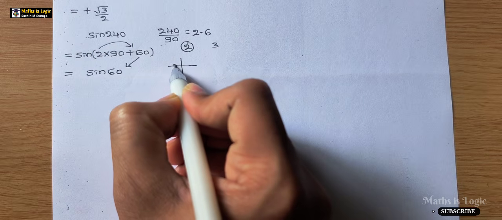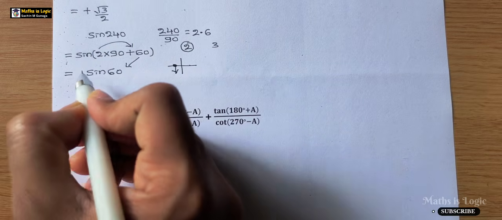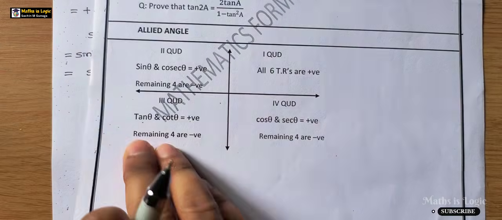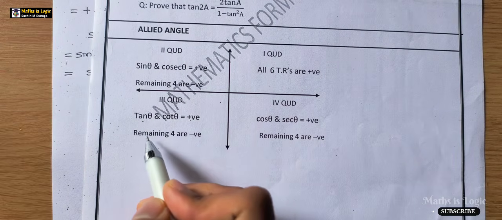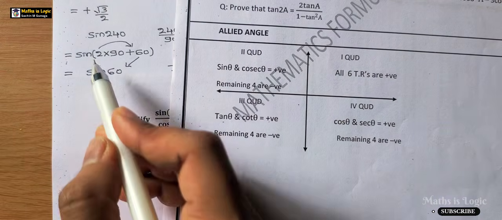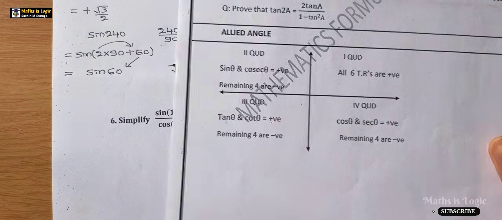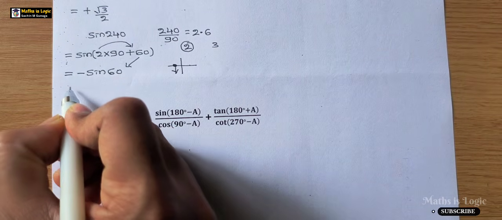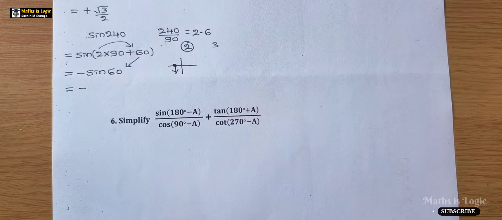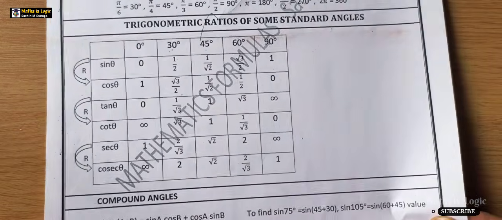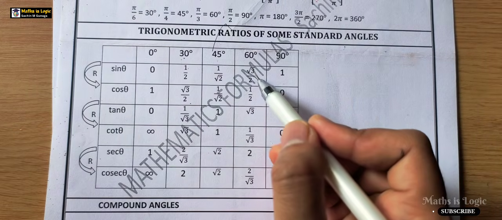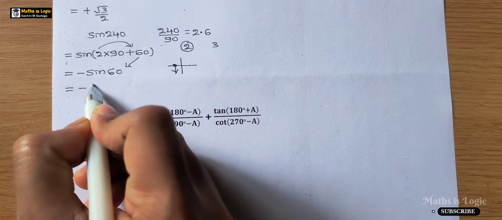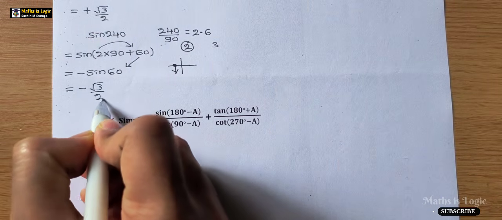Next, 2 plus means third quadrant. In the third quadrant we know which two are positive? Tan and cot are positive, the remaining 4 are negative. Sine is negative in which quadrant? Third quadrant. So mention minus. See the table, sine 60 degree is root 3 divided by 2. So write minus root 3 divided by 2.